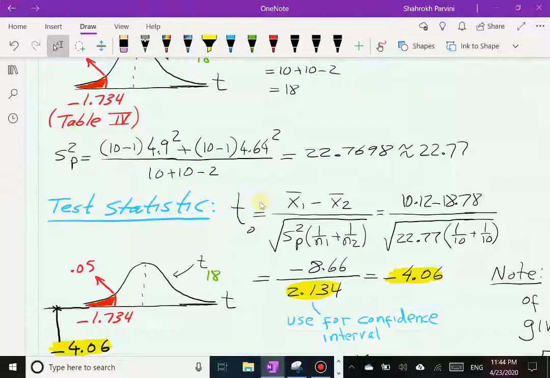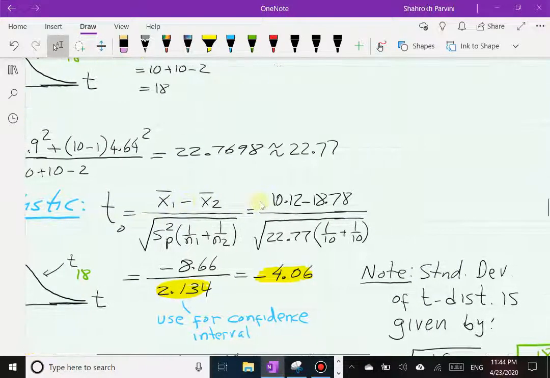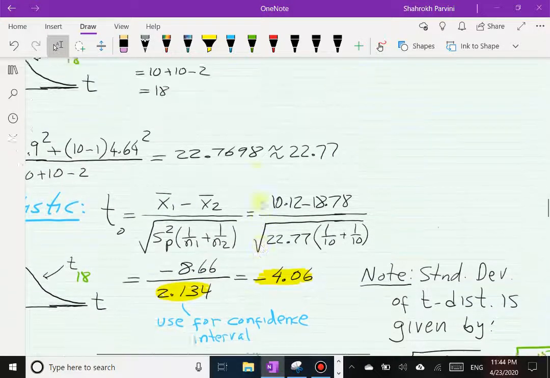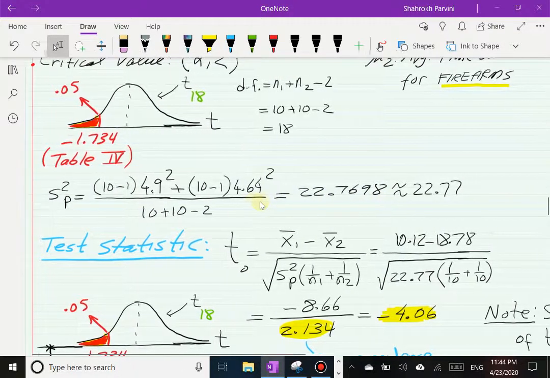Now, because the sample sizes, by the way, are equal, we could have averaged the two variances and found our pooled variance. That is up here. But it's okay. Just go through the motions with the formula, because not all the time are they going to be equal.